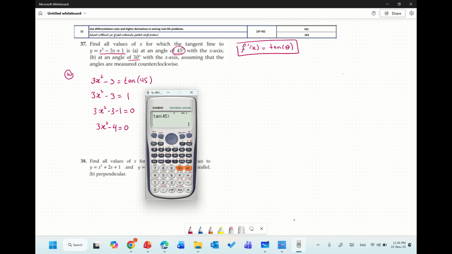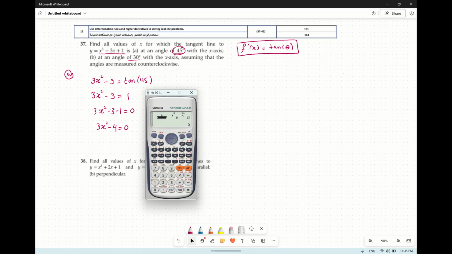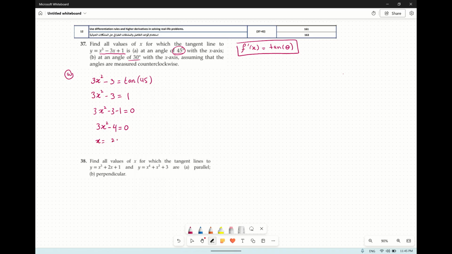Now I will go to my calculator. I will click mode 5 3. I will factor this. A is 3, B is 0, C is negative 4. So I get 2 root 3 over 3 and negative 2 root 3 over 3. So x equal 2 root 3 over 3, 1 time positive, 1 time negative, and this is the final answer for part A. Now I do the same thing for part B, but now the angle is 30.